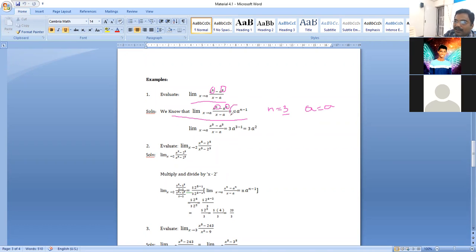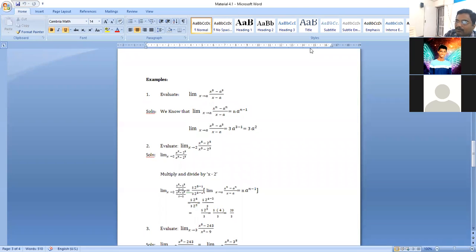Just apply the formula here: n into a power n minus 1. Now n is 3, a is the same, a power n minus 1, which is 3 minus 1. So you'll get 3a square. Answer is 3a square. You have to remember this formula: limit x tends to a, x power n minus a power n by x minus a equal to n into a power n minus 1.